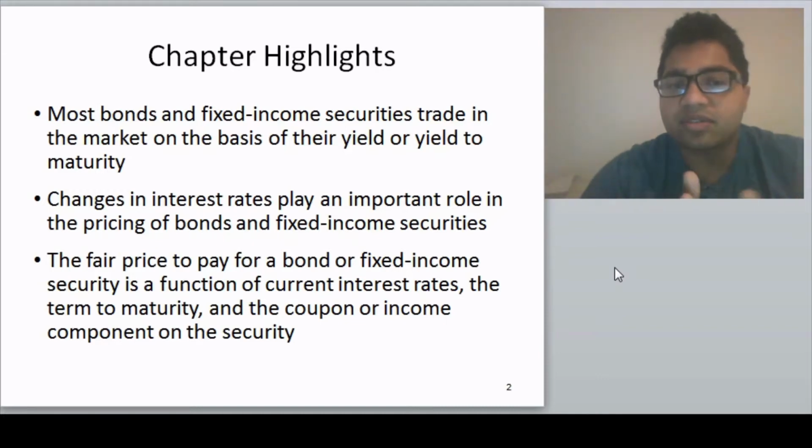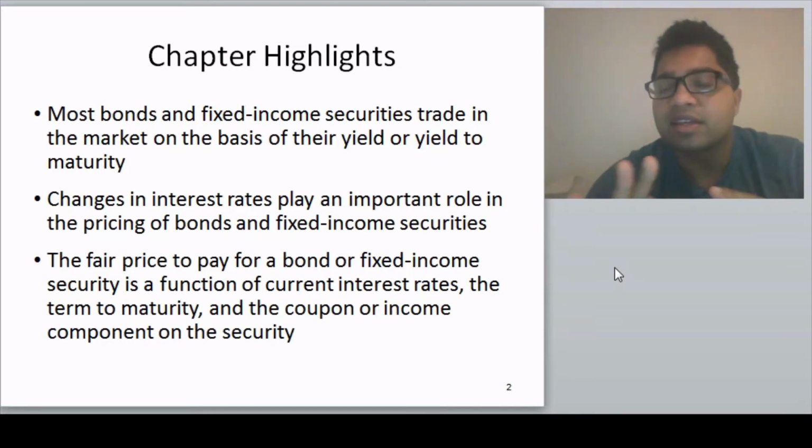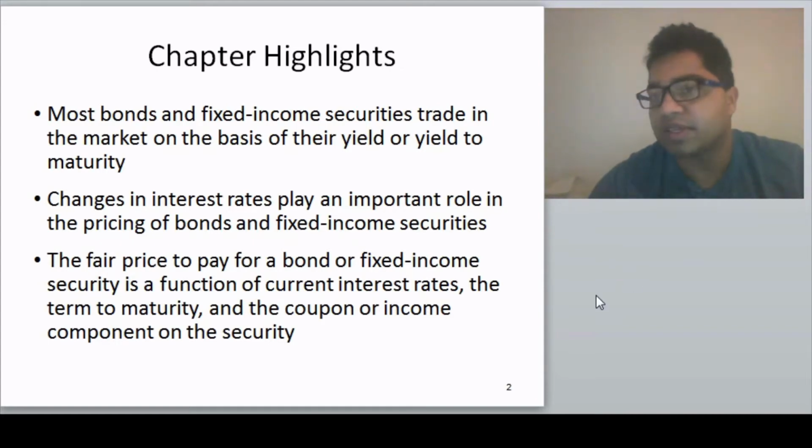So the important things: interest rates impact bonds. Understanding yield to maturity is important, and the price that you pay to buy the bond is dependent on the coupon it pays, the interest rates in the market, the maturity time that is left on the bond, and the reinvestment risk based on the coupon. So we'll discuss all of that.